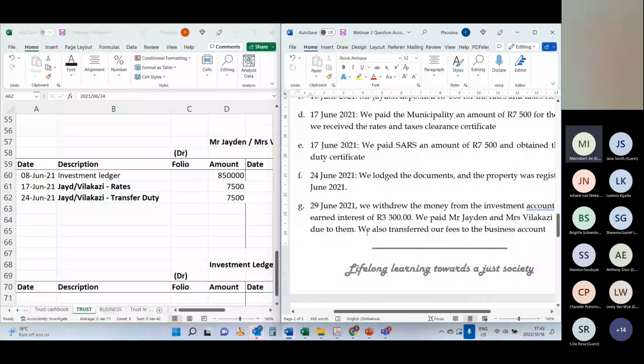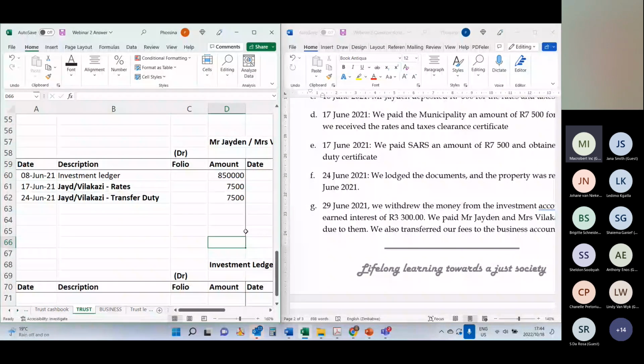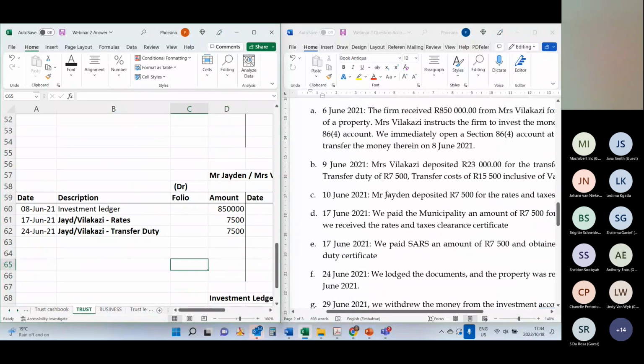Ma'am? Yes. May I ask, please? I just need to follow. On this transfer, the 7,500, where's that? Yes, the 9th June. Where is it now? The one with the transfer cost, 7,500. It's inclusive. The one with the transfer? Yeah, transfer cost, 29 June. It's inclusive of VAT. Okay, this one which is inclusive of VAT. Yes. So it's transfer duty of 7.5, and transfer costs 15,500 inclusive of duty.